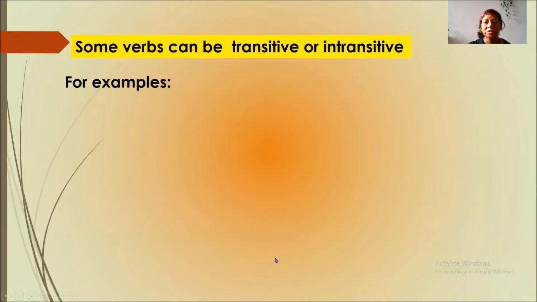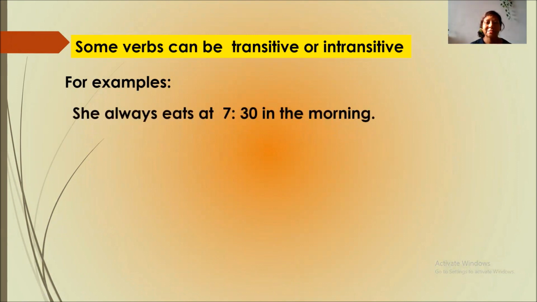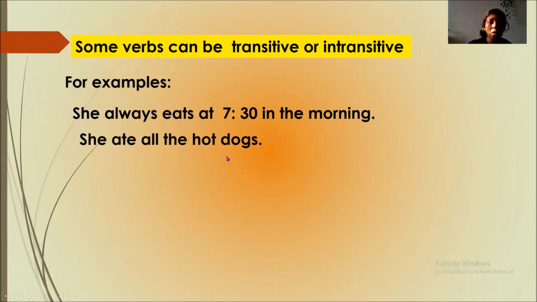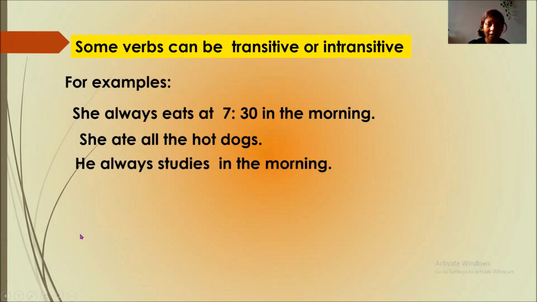Okay, some verbs can be transitive or intransitive. For example, here, "she always eats at 7:30 in the morning." Okay, here there is no object. "She ate all the hot dog." Here, what did she eat? She ate all the hot dog. That is the object. So this is transitive. Here, same verb, this is intransitive, because in this sentence there is no object, but here, there is an object.